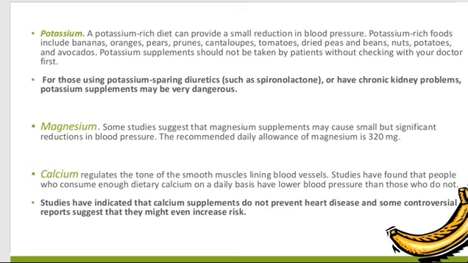Calcium regulates the tone of the smooth muscles lining blood vessels. Studies have found that people who consume enough dietary calcium on a daily basis have lower blood pressure than those who do not. Studies have indicated that calcium supplements do not prevent heart disease, and some controversial reports suggest that they might even increase risk.